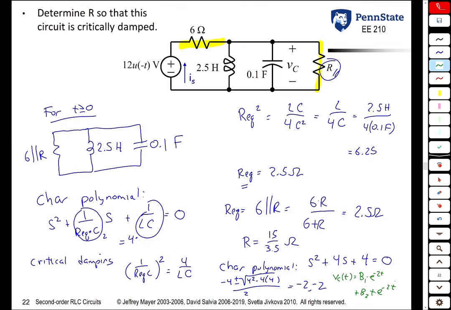And to continue with this problem, if we wanted to solve it completely, you would then need to find what B1 and B2 are, and those would depend upon your initial conditions. But this problem did not ask for that, so we will not worry about that.